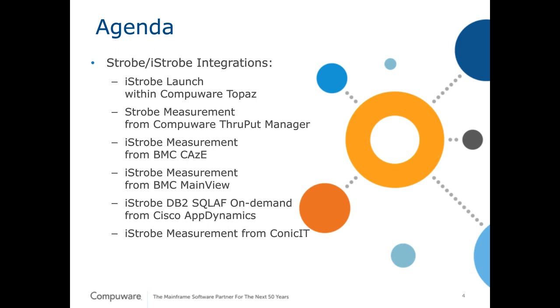We will then finish up by looking into Strobe integrations with BMC's CAzE and MainView technologies, iStrobe's DB2 SQL analysis feature with AppDynamics, which is a distributed monitoring tool, and finally the integration of iStrobe measurements from ConicIT, a mainframe predictive analytics tool that uses data from your monitor to do behavioral analysis. So we have much to cover and little time, so let's get started. Mike, I'll turn it over to you.